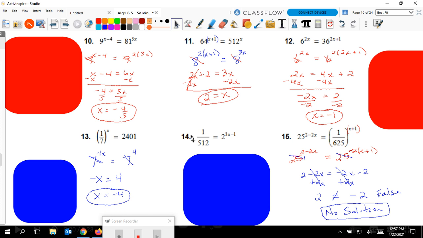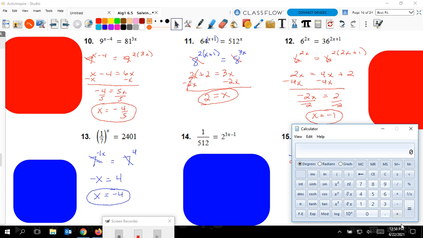On 14, this is going to be 512. We need to change this to a base of 2. So we need to figure out how many 2's we need to multiply together to get 512. So we can just try something pretty big here. We can go 2 raised to, let's say, the 8th power. If I do that one, that's 256. I'm not quite there yet, so let's try the 9th power next. So 2 raised to the 9th power, and there it is, 512.